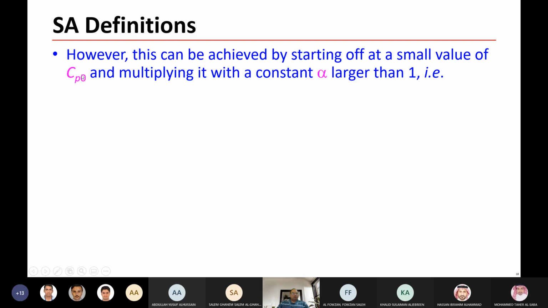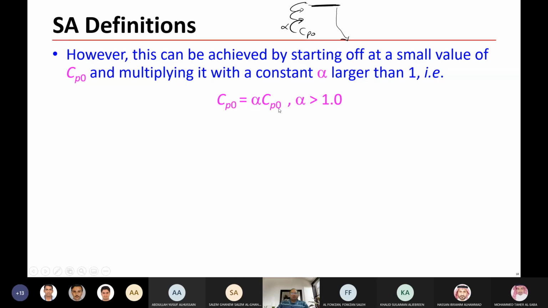We start with a very small value of CB, and we multiply by alpha, but this alpha is not the alpha of the particle swarm. Alpha here is greater than 1. So you start with a very small value, and then you heat up, you multiply by alpha, you heat up, and so on until you reach this level, and then you start cooling down. So this simulates the heating up process.